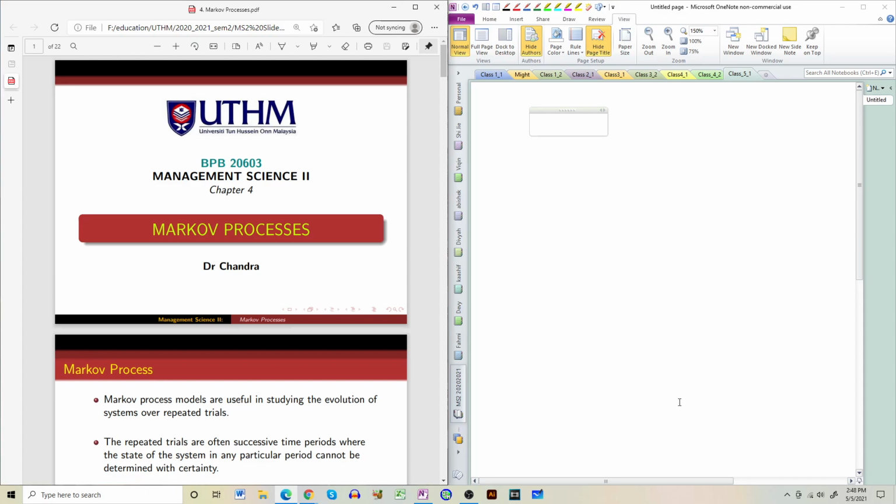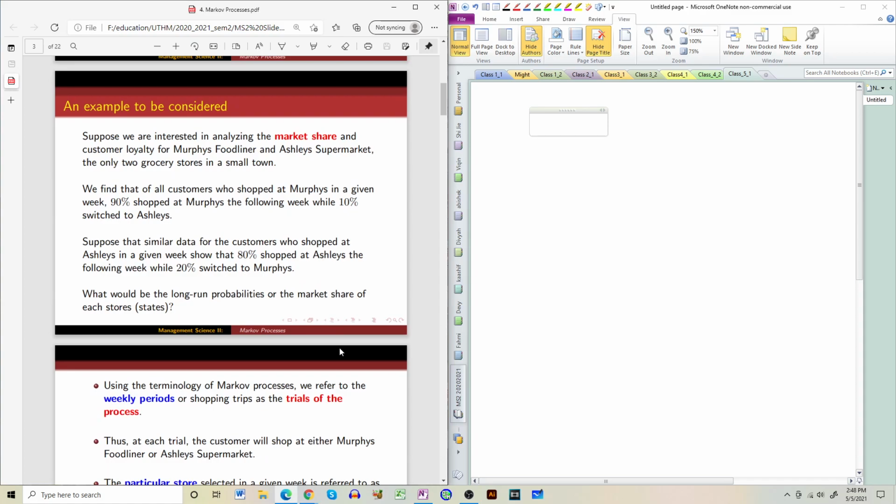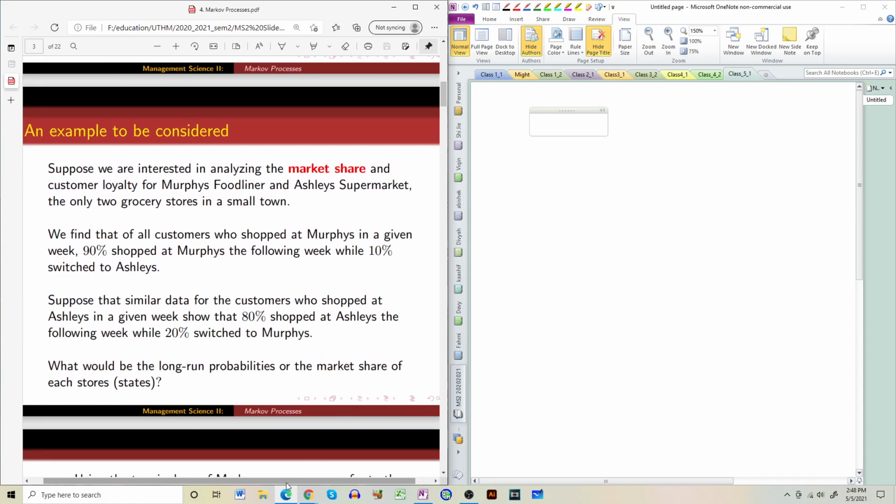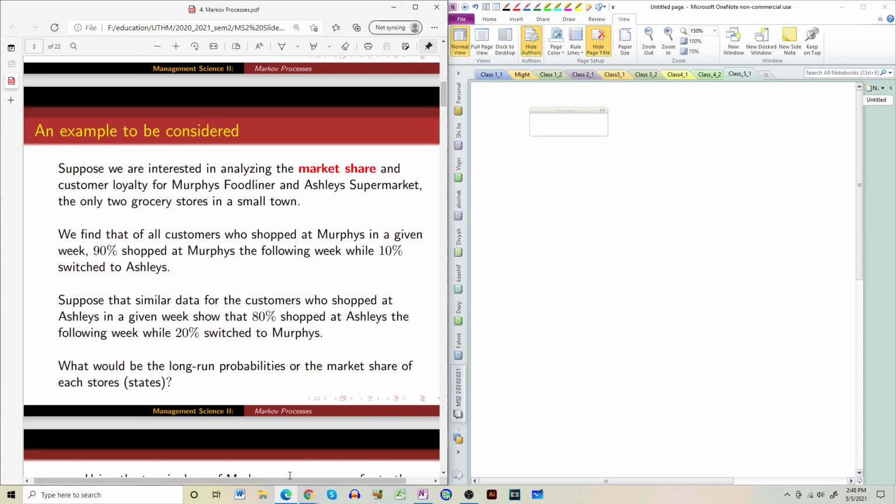Markov process. So what is Markov process? Let us go through this with an example here. Look at this example. You guys have a read first before I read for you. Take a look at this.